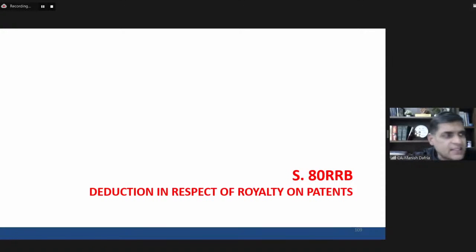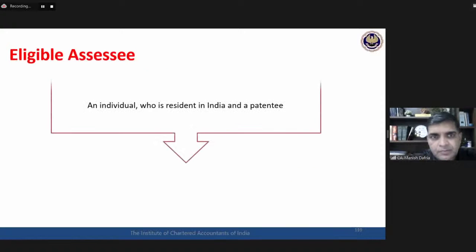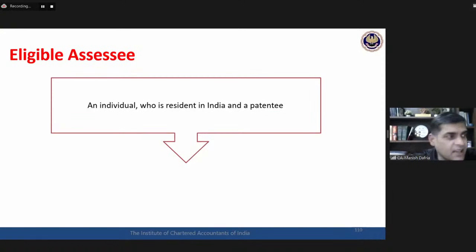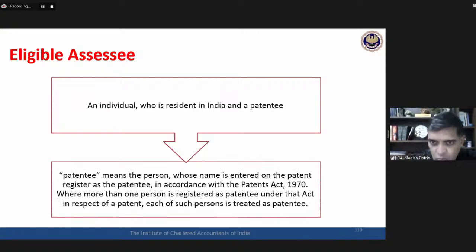Similar kind of another deduction is section 80RRB. Deduction in respect of royalty on patents. Here again, my assessee is an individual resident in India and who is a patentee. Patentee means he has got a patent registered in his name. Maybe a single patentee or maybe a joint patentee, but he is a patentee, an individual who is a resident in India.